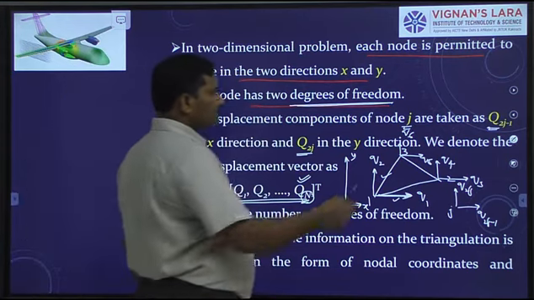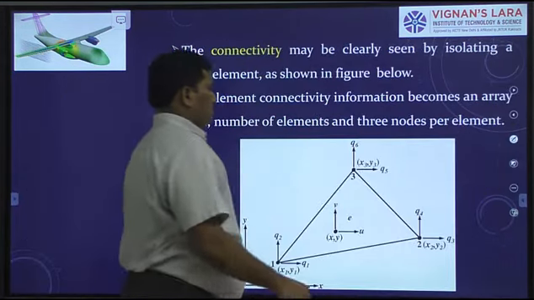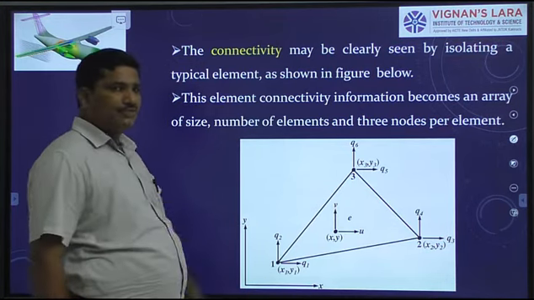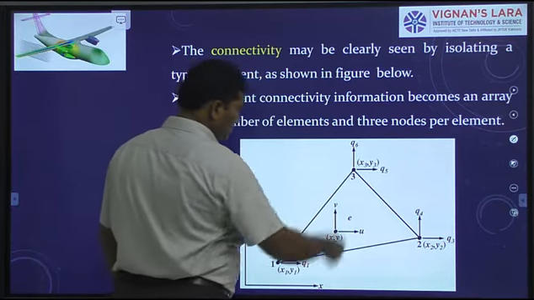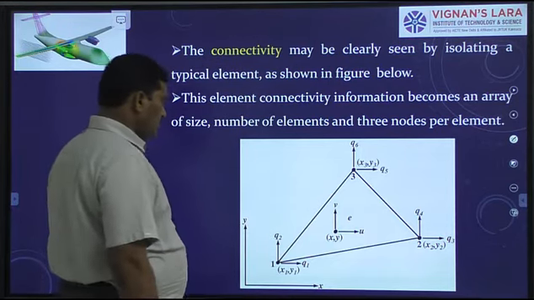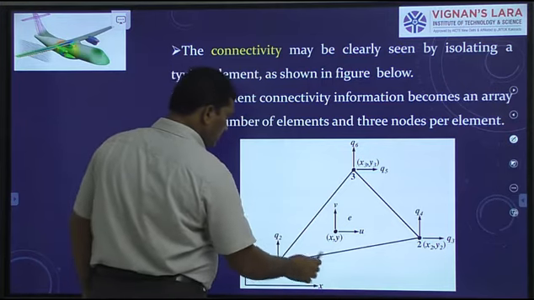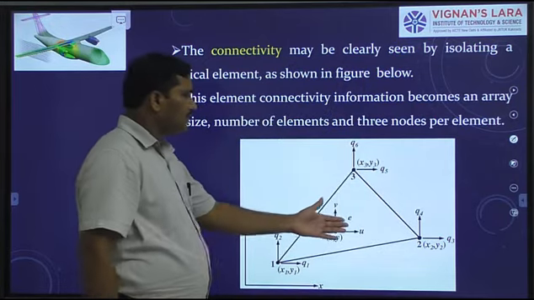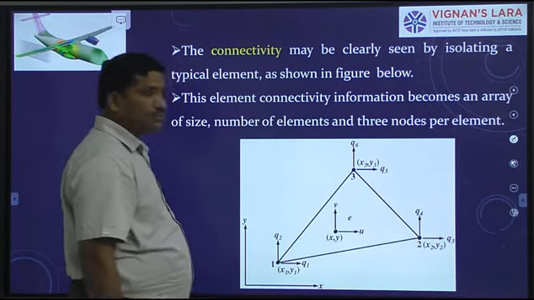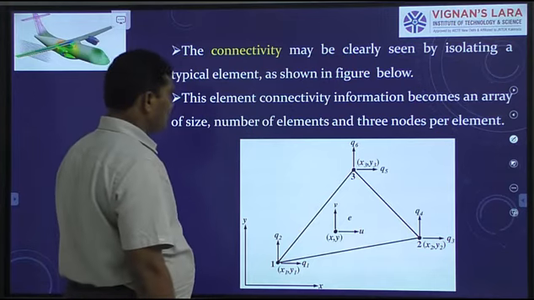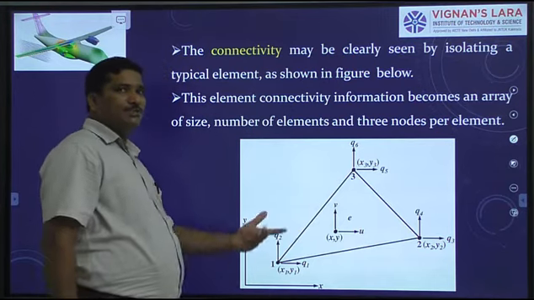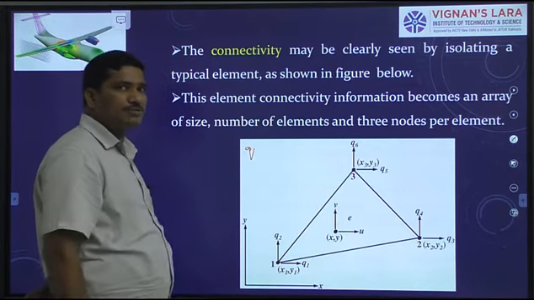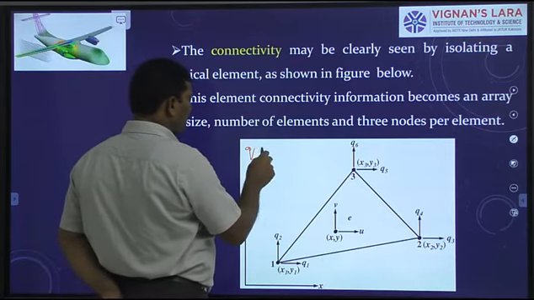Okay, now we have a CST element here, isolated from the domain with 3 nodes, 1, 2 and 3. As I told you, Q1 and Q2 are the degrees of freedom at node 1 in the directions of x and y axis, and similarly you can visualize for the remaining 2 nodes, 2 and 3 also. Now we can define the element displacement vector. Element displacement vector we denote by letter small q, which is also a column matrix.